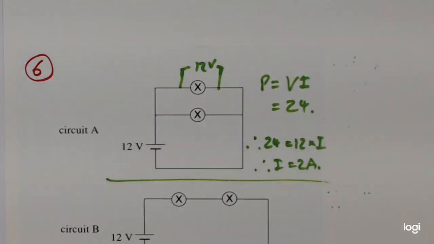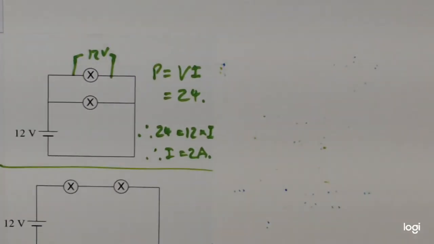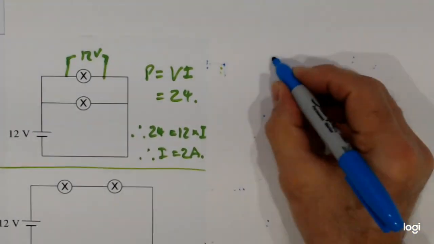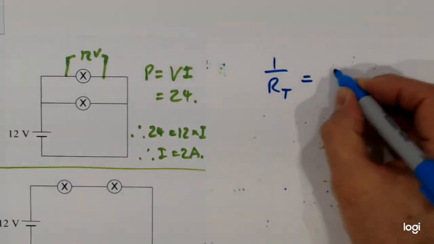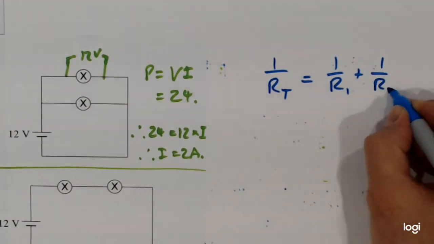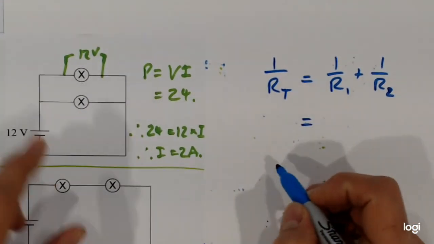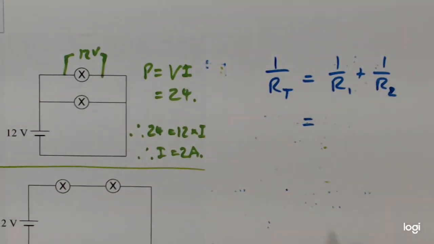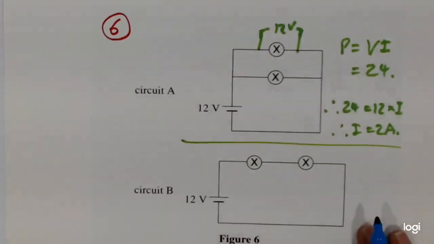Now this is where you have to use that across here. That 1 over RT thing, right? This is parallel circuits. 1 over R1 plus 1 over R2. So, excuse me, what are we missing? We have to find the resistance first.